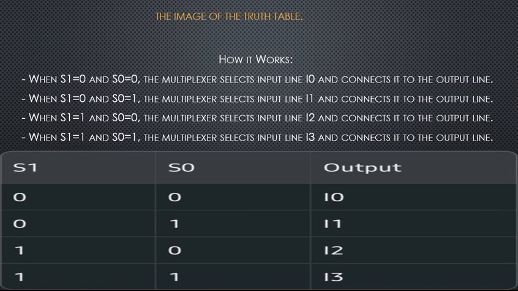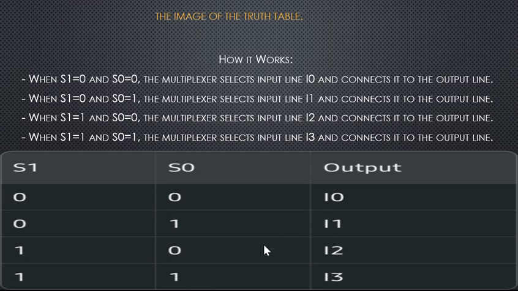How does it work? When X1 and X0 are both equal to 0, the multiplexer selects input line I0 and connects it to the output line. And when X1 is equal to 0 and X0 is equal to 1, the multiplexer selects input line I1 and connects it to the output line.